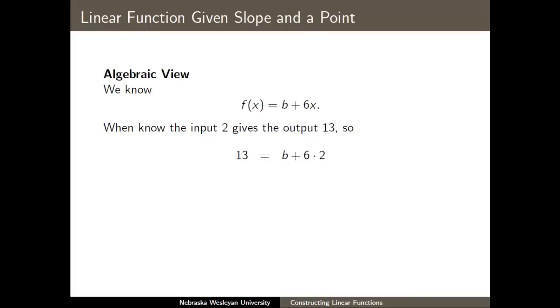And so I'll substitute those into the equation. If I substitute x equals 2, that means f of x is going to have to be 13. That represents the input being 2, giving the output of 13. But now I have an equation and just one unknown, and I can solve that. So multiplying the 6 by 2 gives me 12, and subtracting that over to isolate b gives me that b should have been 1, just like we discovered with the graph. And that means that the function should be f of x equals 1 plus 6x.